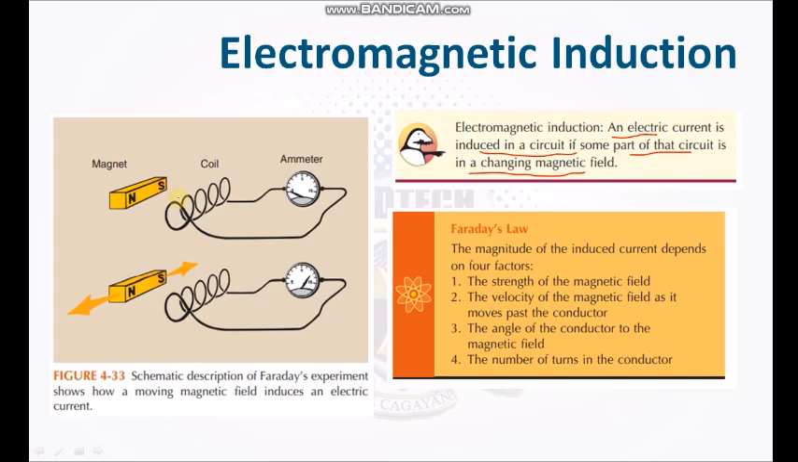Okay, so according to Faraday, nagyapoy rules on how the electricity or an electric current can be induced in a circuit using a magnetic field. Okay, so the magnitude of induced current depends on four factors: the strength of the magnetic field, the velocity of the magnetic field as it moves past the conductor, the angle of the conductor to the magnetic field, and the number of turns in the conductor. So number of turns is related to the solenoid. The solenoid again is a coil of wire.